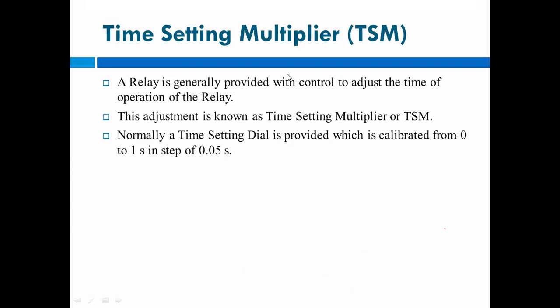Then the next point is the time setting multiplier. You can set the time also, just like your plug. There is again one knob, and you can vary that knob, and the time changes from 0 to 1 seconds only here. So you can set any time there.